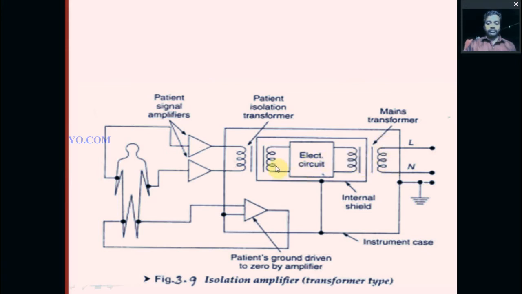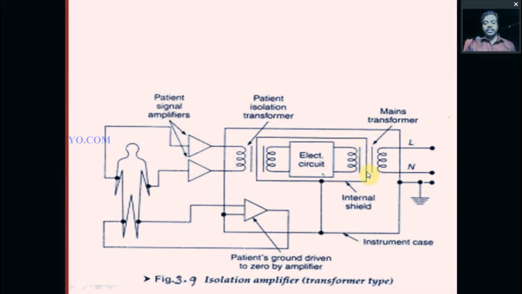Then here the patient is connected with the electrodes through the amplifier. This is a patient signal amplifier, connected to one end of the transformer primary. This is the patient isolation transformer. This is the main transformer, which handles the high voltage AC signal.